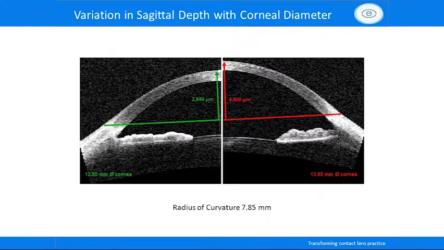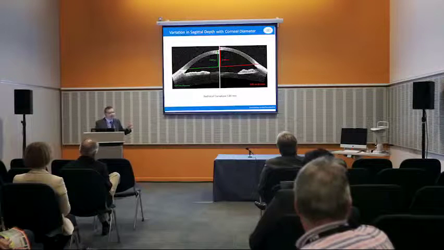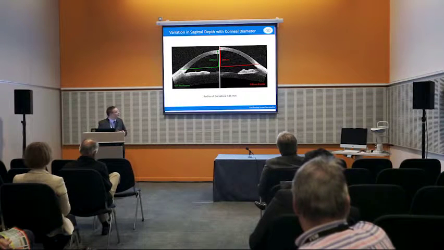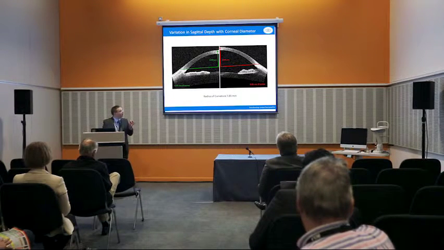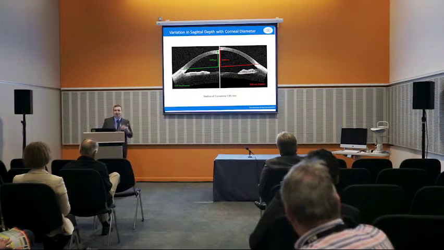But what's really interesting is when you look at the cornea on the left with a corneal diameter of 12.8 millimeters versus the cornea on the right, which is 13.65, you see a really significant difference in ocular sagittal height of approximately 500 microns. So, as we say, keratometry alone is not enough to give us sufficient information with which to fit our patients. And this is also exacerbated when we have larger, flatter eyes, or with eyes of varying eccentricity.